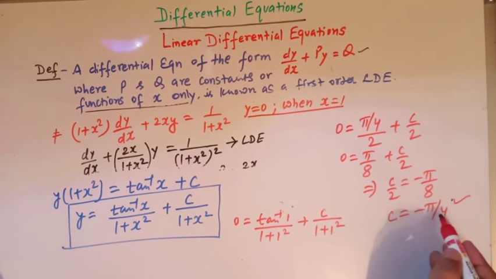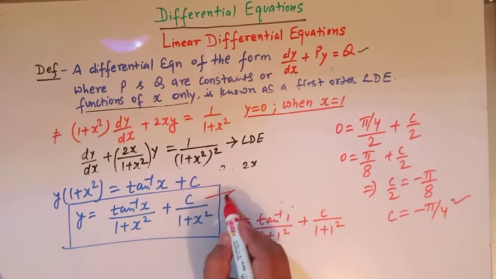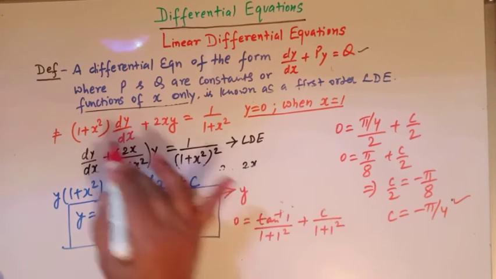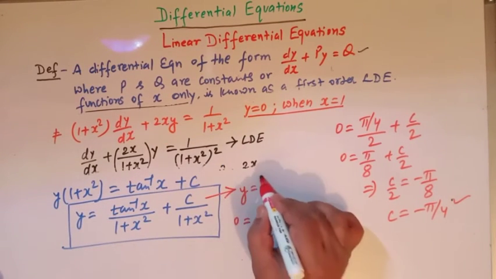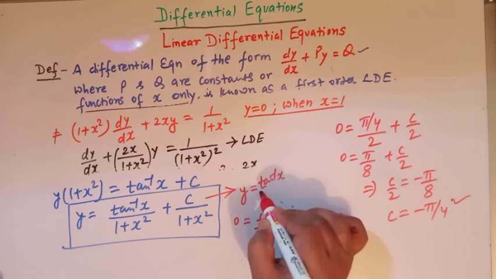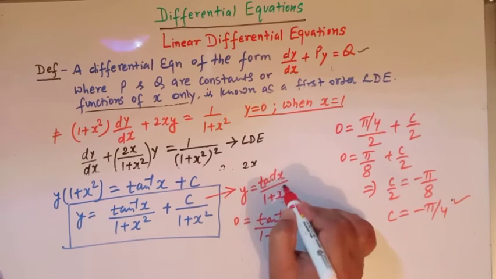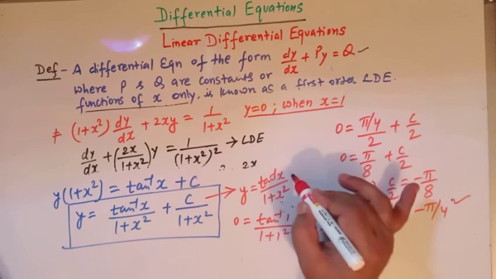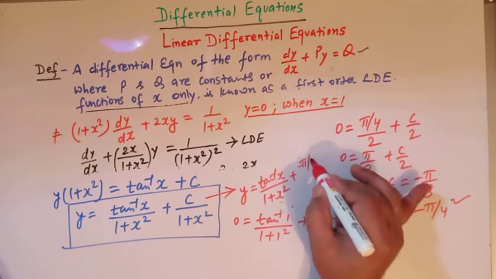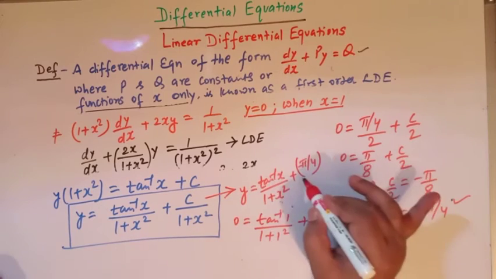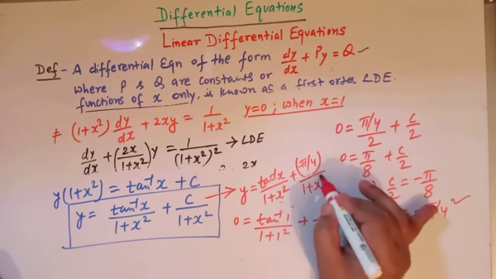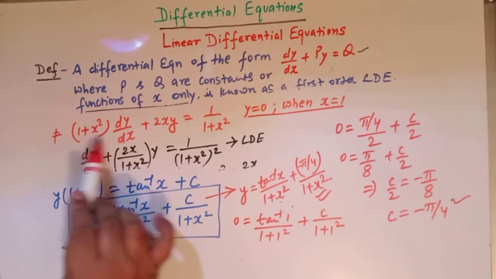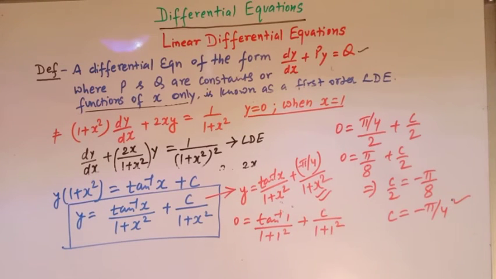Clear? Now we substitute this value of c here. So the particular solution of this differential equation becomes y is equal to tan inverse of x divided by 1 plus x square, plus minus pi by 4 divided by 1 plus x square. Clear? So this is the particular solution of this differential equation. Clear?